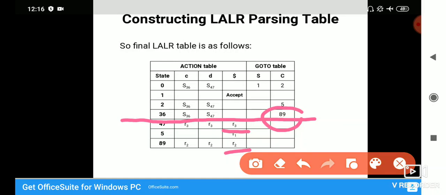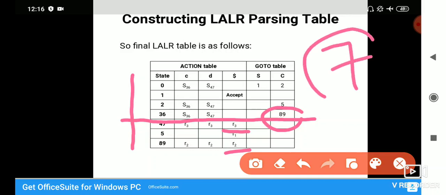So with this we complete the construction of parsing tables of all three categories: SLR, CLR as well as LALR. In LALR, if I compare it with CLR, in CLR we had 0 to 9, that is 10 sets, 10 states, and here how many states are there? We only have 1, 2, 3, 4, 5, 6, 7. We have only 7 states in comparison to 10 states.